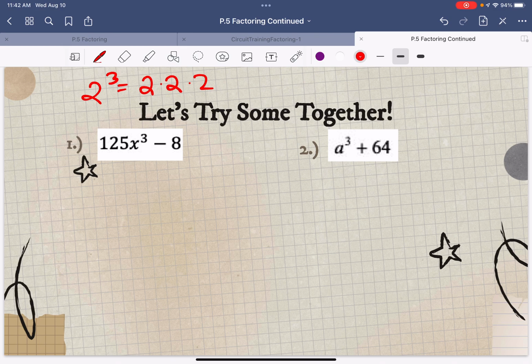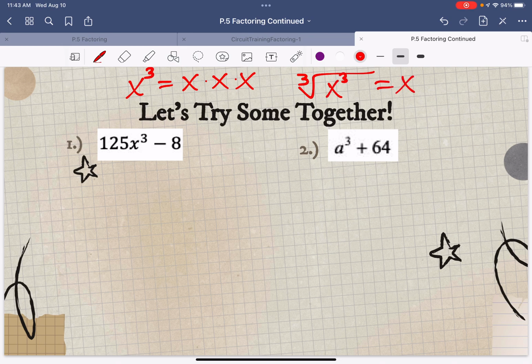So 2 times 2 is 4. 4 times 2 is 8. So 2 cubed equals 8. Okay, so then by that token, the cubed root of 8, this is just a square root with a 3 telling you it's a cubed root, would equal 2. All right, let's look at another example just so you get the hang of it. What would x cubed mean? It really means x times x times x. So then the cubed root of x cubed is x.